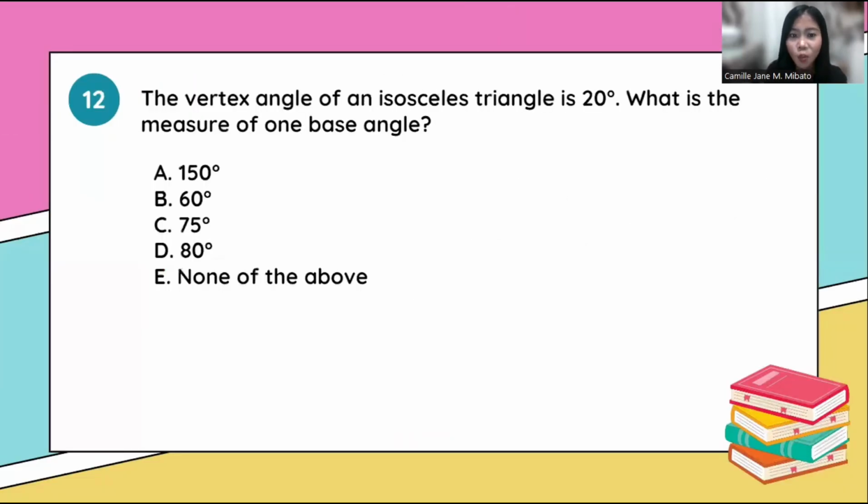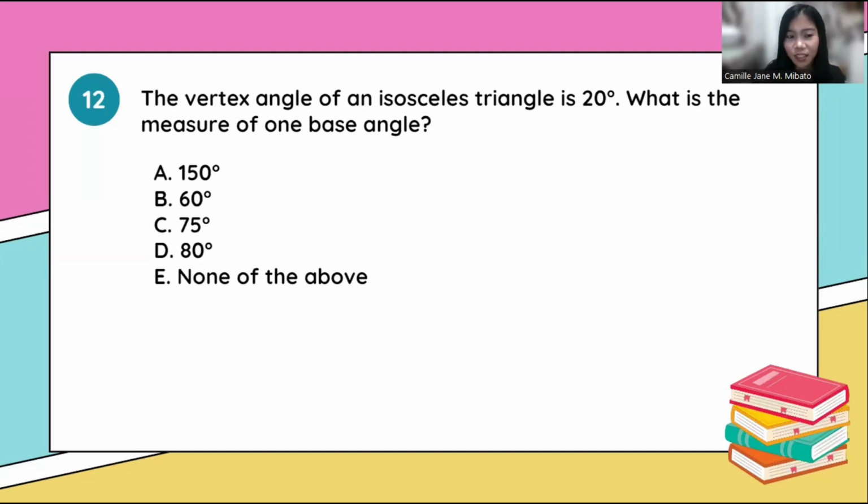Now let's proceed to question 12. The vertex angle of an isosceles triangle is 20 degrees. What is the measure of one base angle? A, 150 degrees. B, 60 degrees. C, 75 degrees. D, 80 degrees. Or letter E, none of the above. What do you think is the answer?